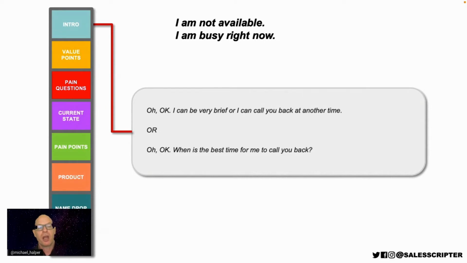What I just showed you there, you could add in front of any of the objection responses that I show you now. A very common objection response is, I'm not available or I'm busy right now. Here is a real quick option for you to add to what you're saying. Oh, okay, I can be really brief, or I can call you back at another time. Or, oh, okay, what is the best time for me to call you back? I've personally found that when you let them know that you're going to be calling them back at another time, sometimes they just give you a couple minutes right then, and then you can execute your call.